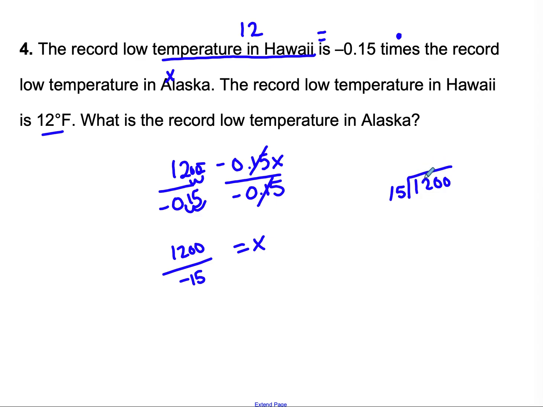15 does not go into 1, does not go into 12, does go into 120. Let's see, I think it's 8. 5 times 8 is 40. 8 times 1 is 8 plus 4 is 12. Okay, good. I got that right. 120. Don't forget about this extra 0. 15 goes into 0 times, so that's going to be 80. Different signs. Answer's negative. Negative 80 degrees Fahrenheit.